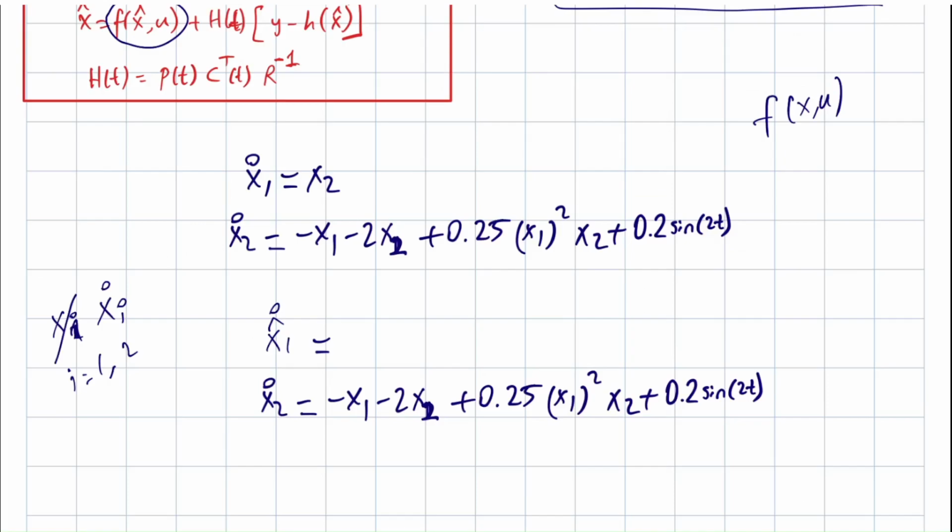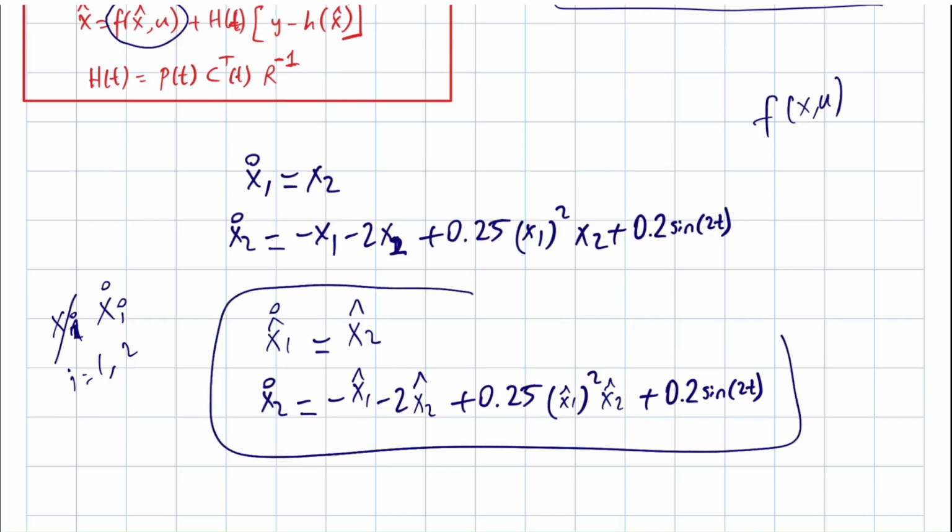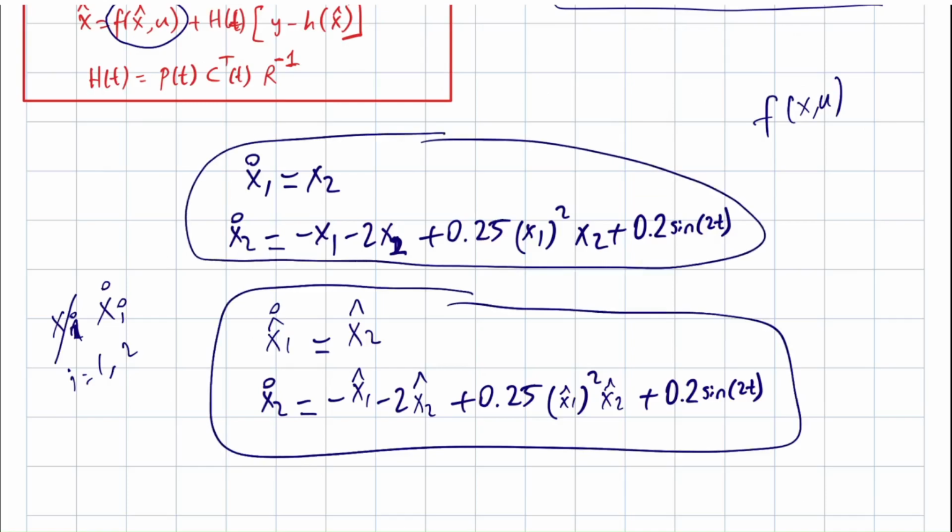Okay, I thought I made a mistake, but I didn't. x1 hat, x2 hat, okay, here x1 hat, okay, maybe it's going to be small, x2 hat. All right, this is it. This is this, and this is f of x hat u.